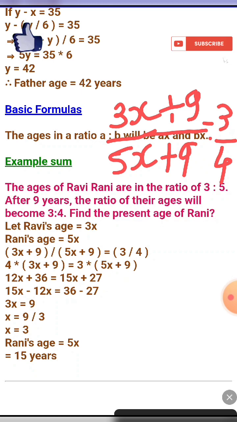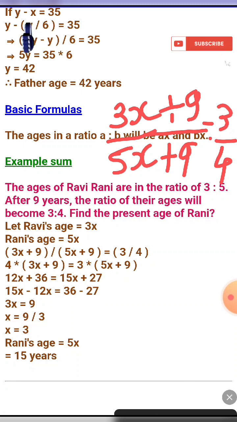We will take x on one side and the digits on one side. 12x minus 15x, hence here we will take with the bigger digit. 12x will go to the opposite side, meaning 15x minus 12x, and 36 minus 27. 15 minus 12 is 3x, and 36 minus 27 is 9.